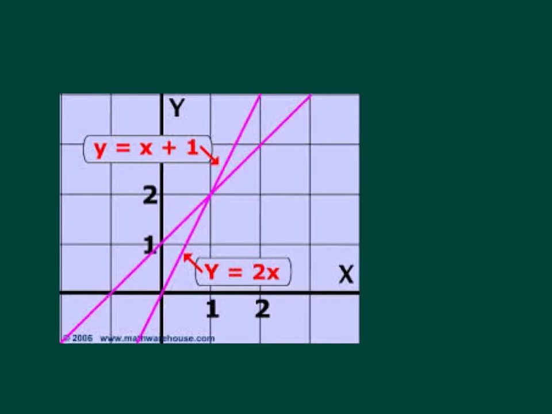Two linear equations are graphed on this page. One is a direct variation and the other is not. Can you figure out which is which? The answer will be on the next slide.